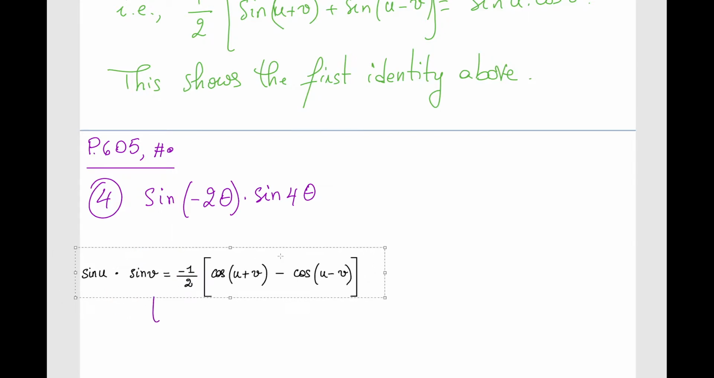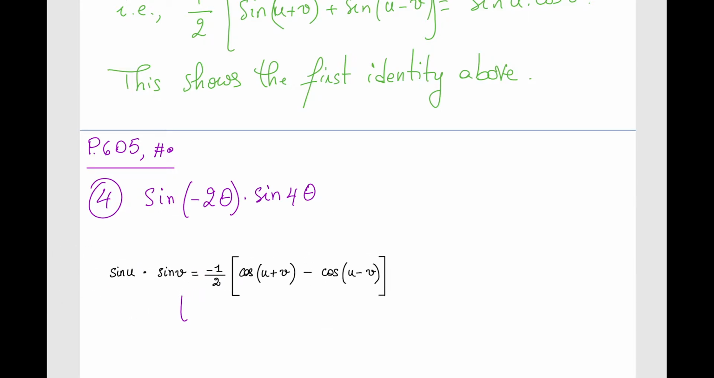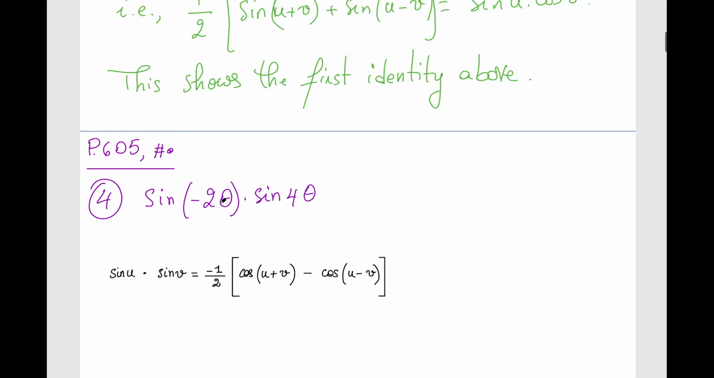So I'm gonna apply this formula in this problem. And how am I gonna apply it? So sine of u times sine of v. So apparently the u is the -2 theta, correct? So I'm gonna use this formula with u being -2 theta, right? This is my dictionary in this context. That -2 theta is the u, and that 4 theta is my v. And I'm gonna rewrite this with these choices of u and v.